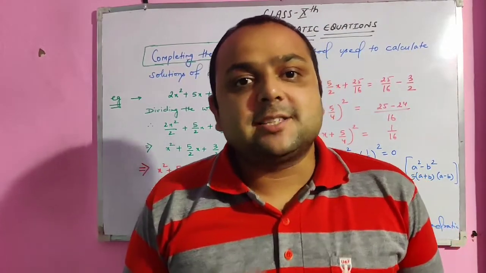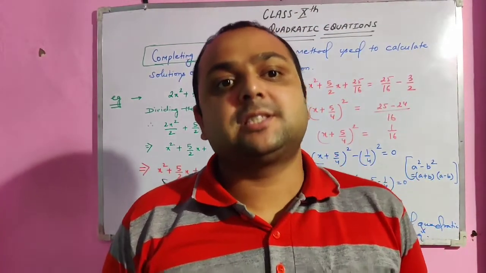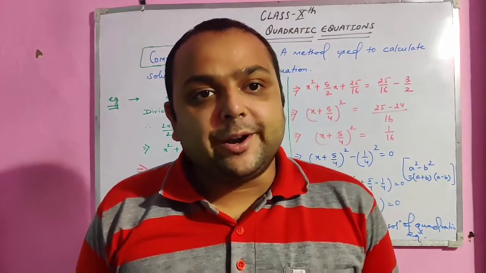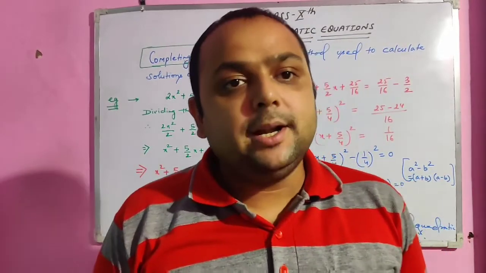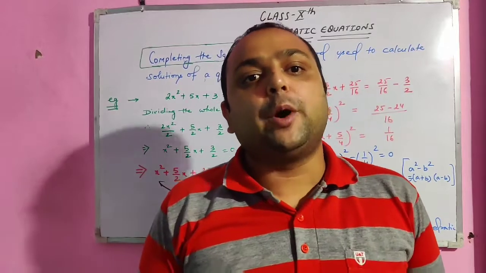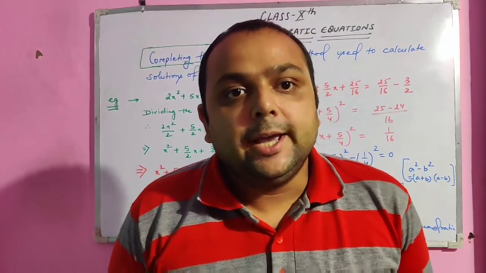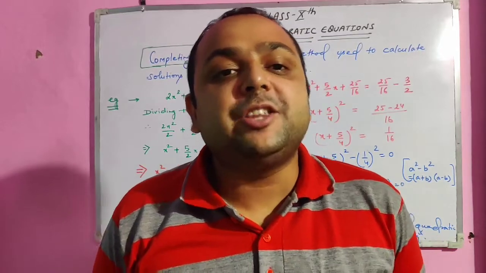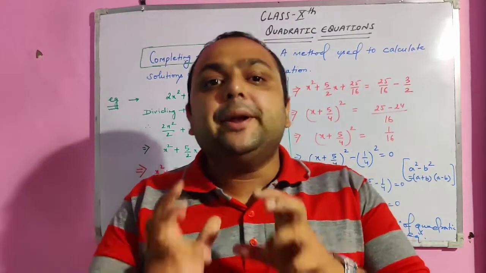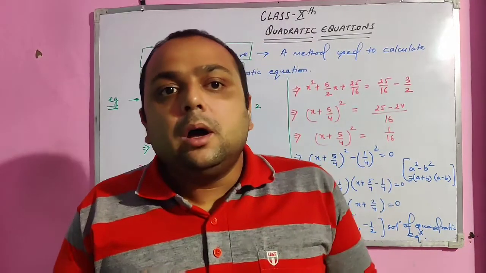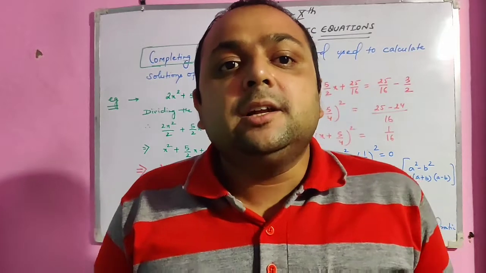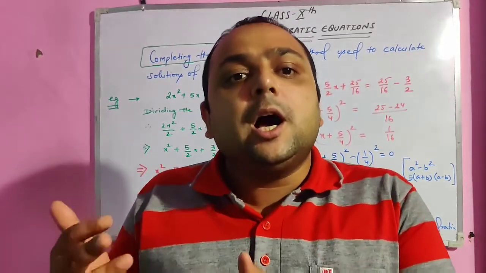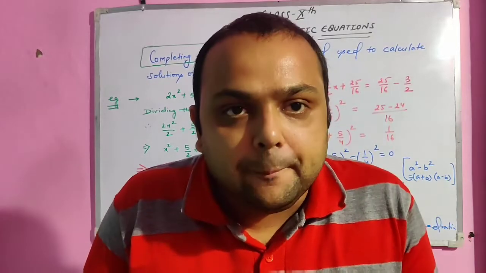So let's start our classes once again with the previous chapter that we left. Chapter number 4, quadratic equation, which we have already started and already did up to 4.2. In quadratic equation, we learned the method of factorization, that is splitting the middle term. Now two more methods are there. One is completing the square and the other is applying the quadratic formula.